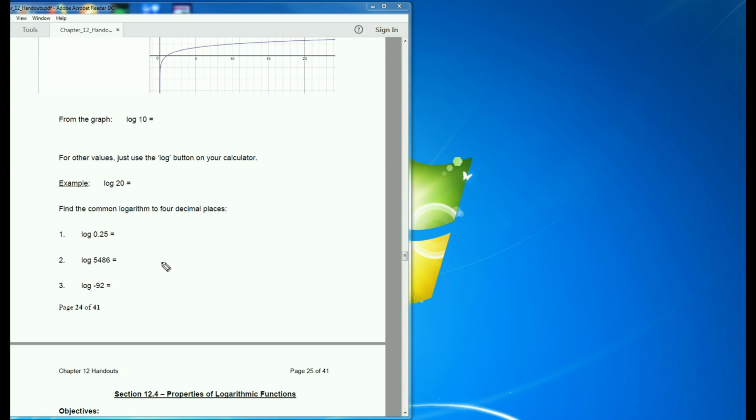What you should have found is that the log of 0.25 is about negative 0.6021. We can kind of see that one on the graph. Here's 5, 4, 3, 2, 1, so 0.25 is about here, so that point is about here. The log of 5,486 is about 3.7393.